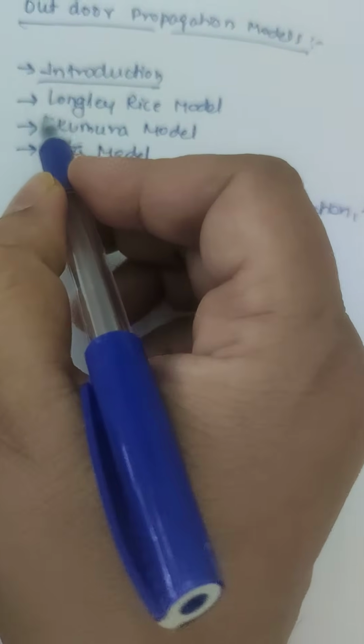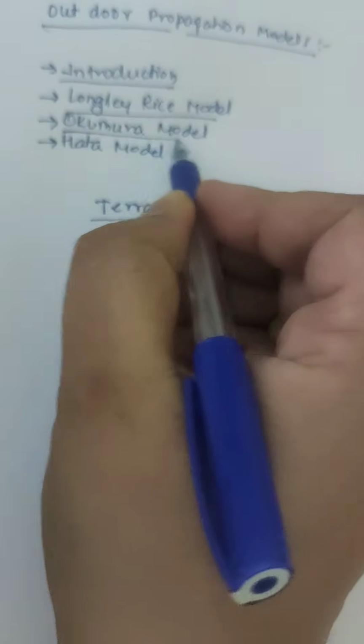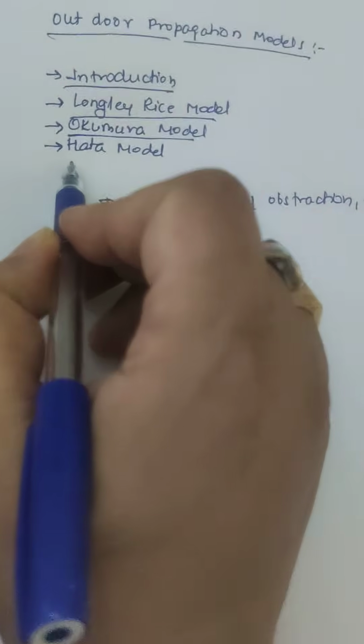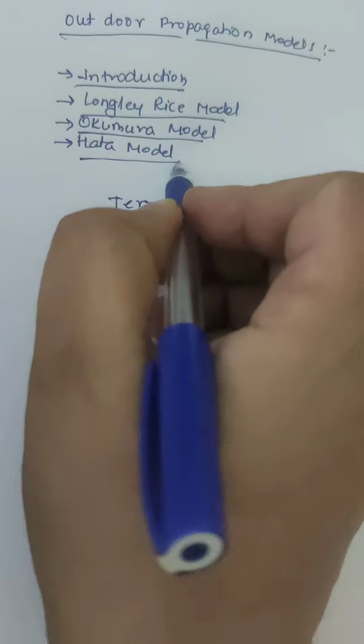Today our topic is the outdoor propagation model, in which we have the following contents. First is the introduction. Second is the Longley-Rice model. After that we follow the Okumura model, and the last topic is the Hata model.